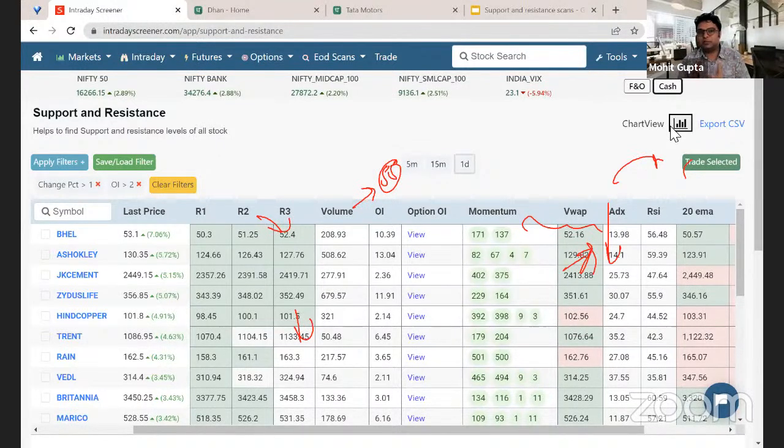So the concept is simple: confluence. You have to see what are actually the points where reversals are happening. What are those points, right? And are they being followed? On the 15-minute chart, the 100 and 200 DMA are very well followed.